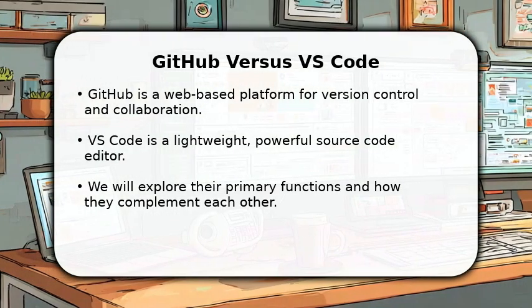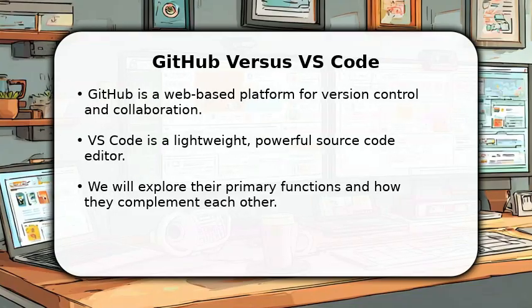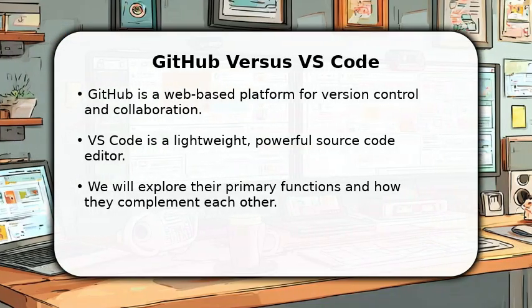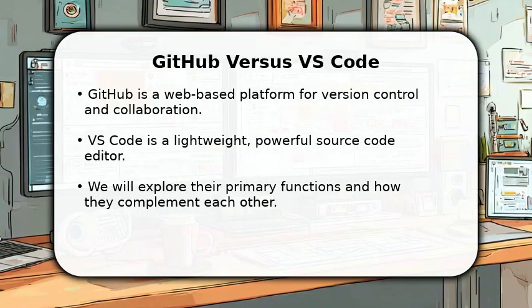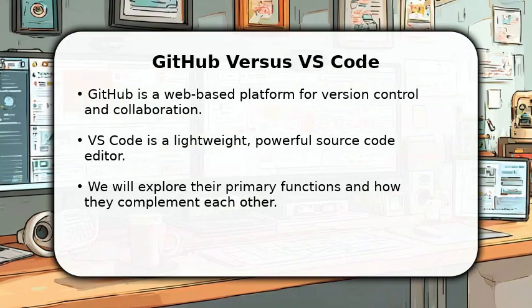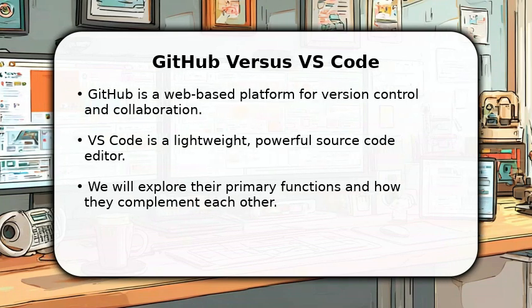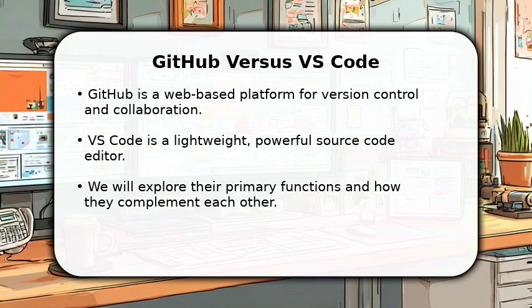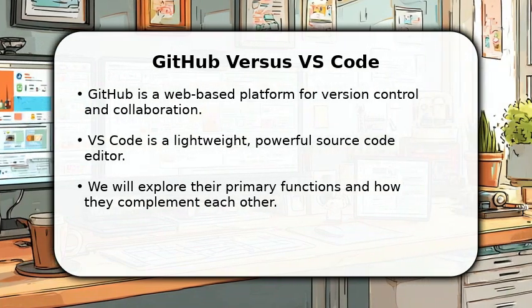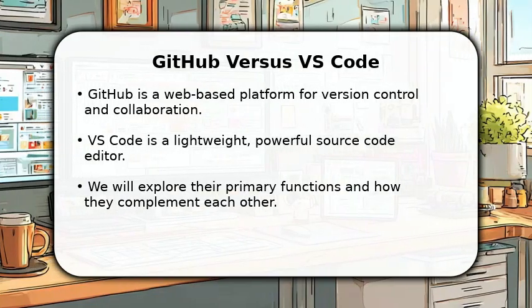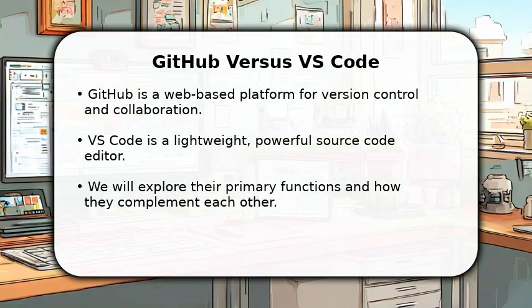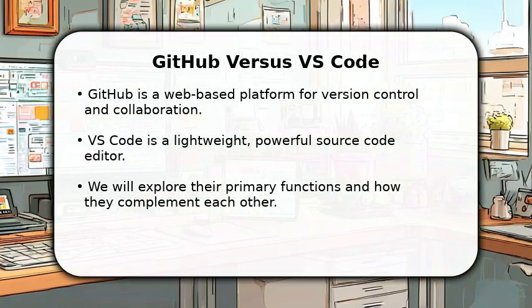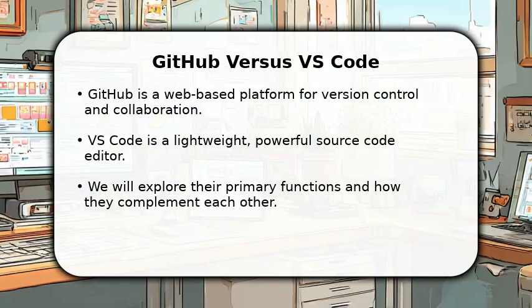GitHub, a robust platform, primarily focuses on version control and team collaboration, hosting millions of repositories. On the other hand, VS Code is a versatile, free, and open-source code editor, offering extensive customization and a rich ecosystem of extensions for various programming languages. We'll explore how these two powerful tools can work together seamlessly.